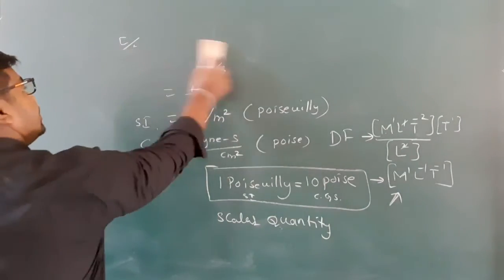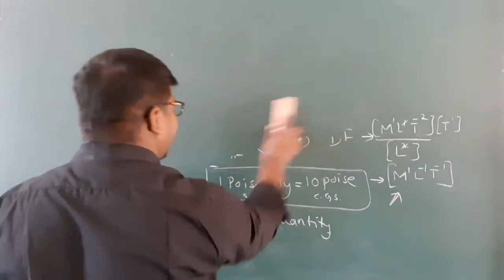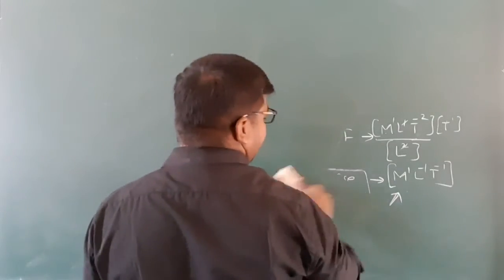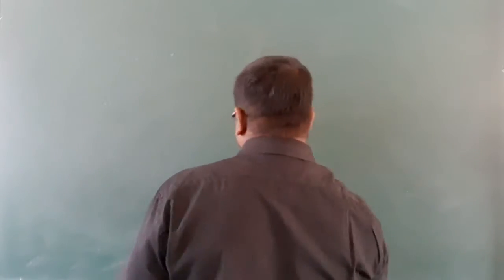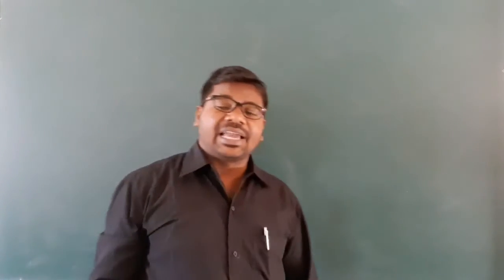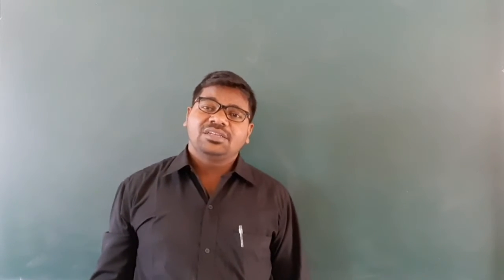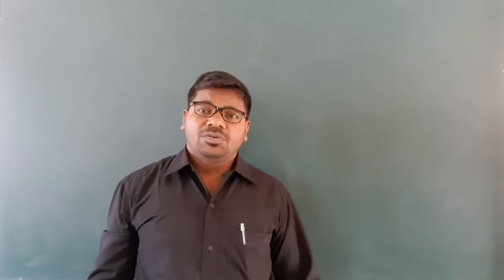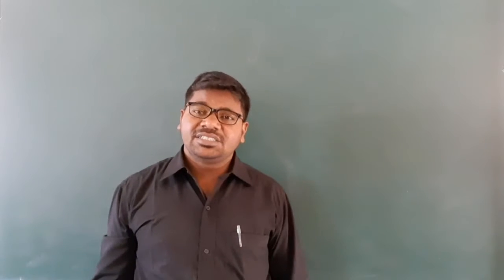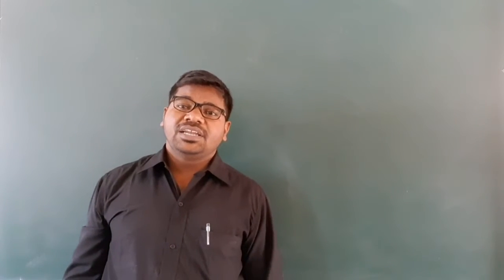We know that coefficient of viscosity is defined as the ratio of force per unit area to the velocity gradient. Its SI unit is Newton second per meter square. Its CGS unit is called dyne second per centimeter square. In CGS system we say poise, in SI system poiseuille. 1 poiseuille is equal to 10 poise. It is a scalar quantity. Its dimension formula is M power 1, L power minus 1, T power minus 1.